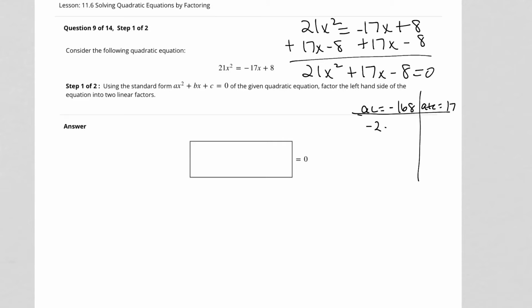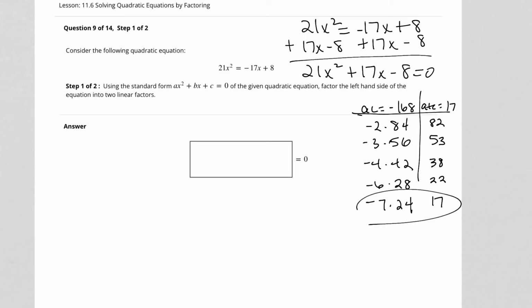So negative 2 times 84, negative 3 times 56, negative 4 times 42, negative 6 times 28, negative 7 times 24. That one's looking pretty positive as far as a good option. Here, when we add, that's 82. This one's 53. That one is 38. This one's 22. And this one, 24 minus 7, is going to give me 17. So this is the combination that I want.